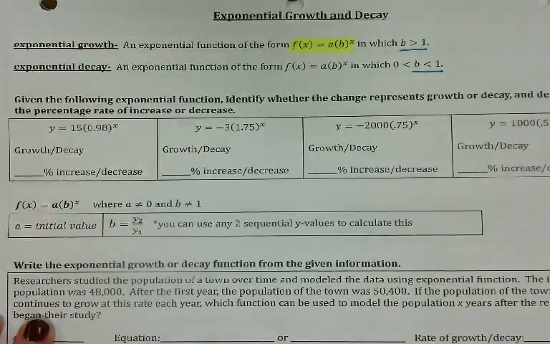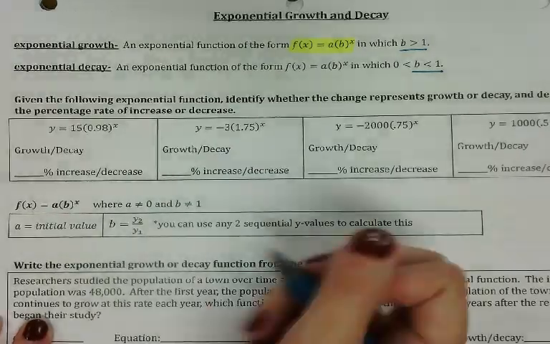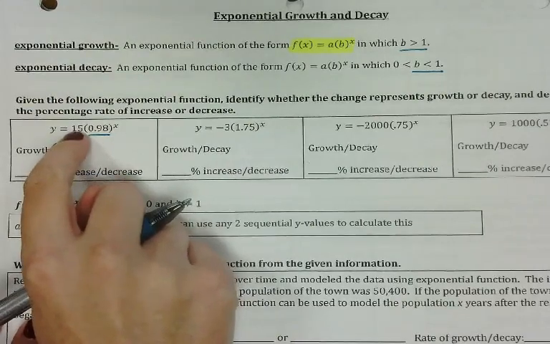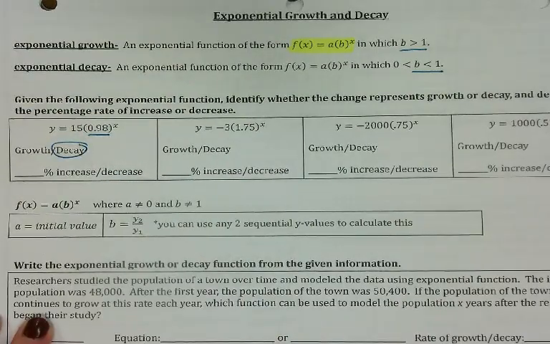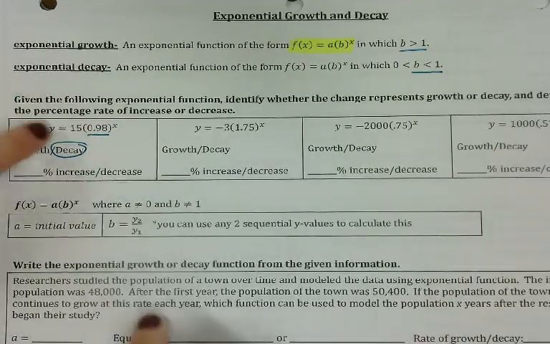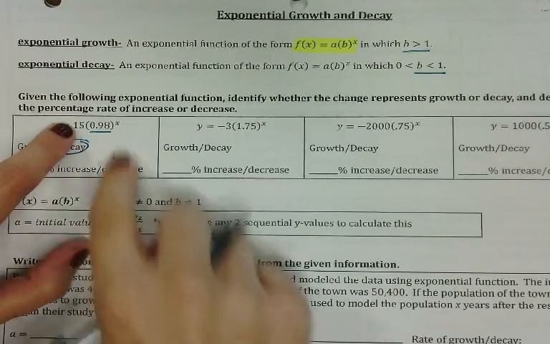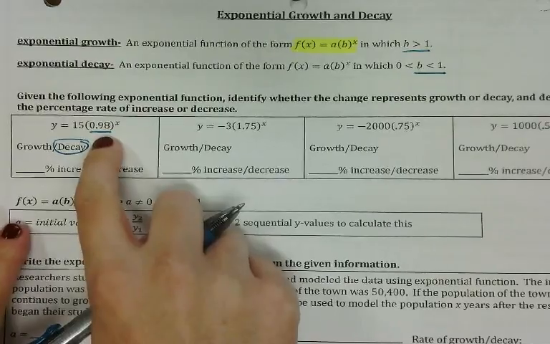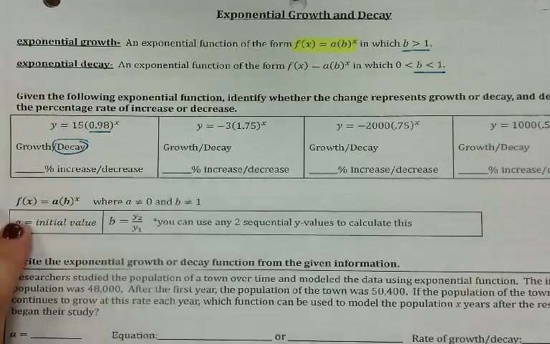What are you looking at to tell you that's decay? 0.98. Perfect, we know that's decay. What is the 15, Travis? Do you remember? It's the a value, and the a value represents our y-intercept. Now, the y-intercept doesn't control the growth or decay. The 0.98 is that growth or decay factor.